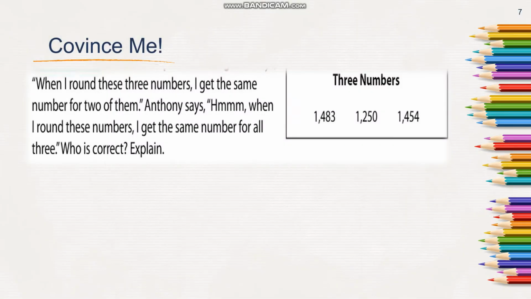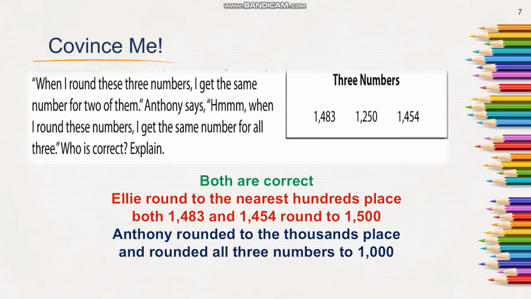Ellie says, when I round these 3 numbers, I get the same number for 2 of them. Anthony says, when I round these numbers, I get the same number for all 3. So who is correct? Explain. So the answer is both are correct.